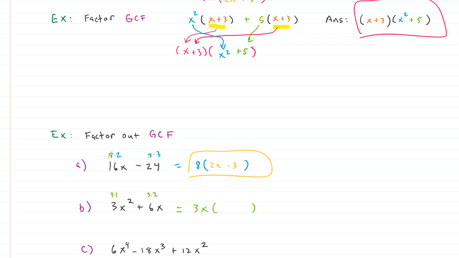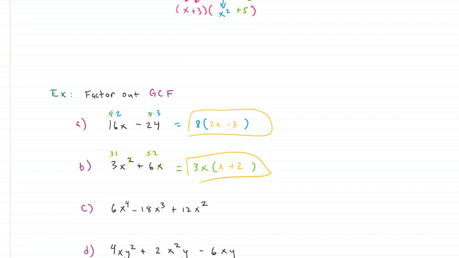So what's left over? Well, we took the 3 out when we factored, and we took one of the x's, so we're just left with x. The second term, we took the 3 out, and we took the x, so we're just left with 2. So when we're factoring out the greatest common factor, we get 3x, and what's left over is, in parentheses, x plus 2.